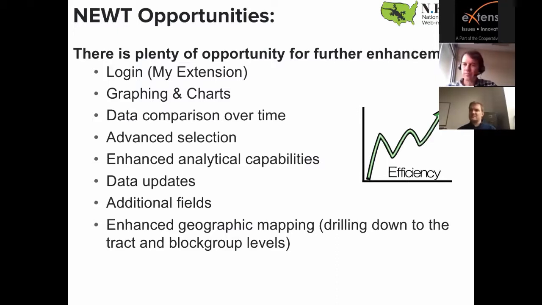updating some data, including new fields. And I think we've already gotten suggestions for new fields already. I think that's one of those things that may be an ongoing process that will come and go. And then enhanced geographic mapping, which would include perhaps drilling down to the census tract level or the block group level. The county level is great for some applications, but especially if you're working in urban areas with extension, you may want to know what's going on within a city or a county, looking at the block group or the tract level.